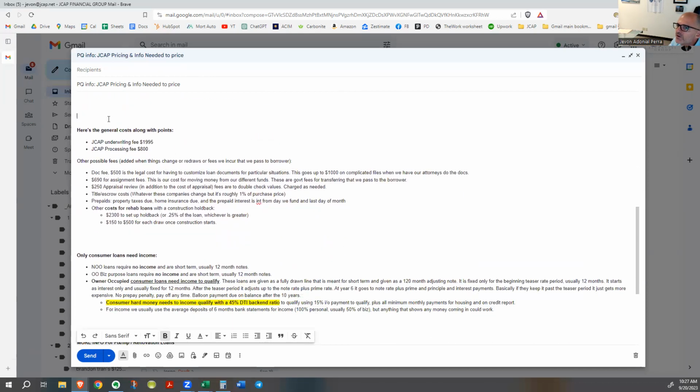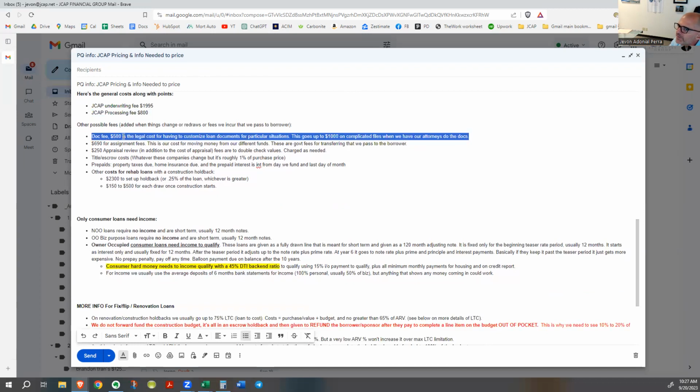And then these are all the general costs. Underwriting fee, $1,995, Jcap fee, processing fee, $800. We usually have a doc fee of $500. We usually have an assignment fee of $690. This is just a back end thing when we change the ownership between our own entities. The state charges us assignment fees, and so we pass it on to the client.